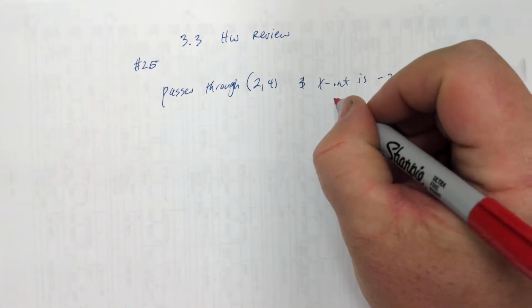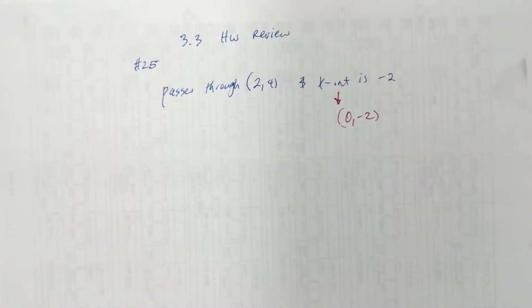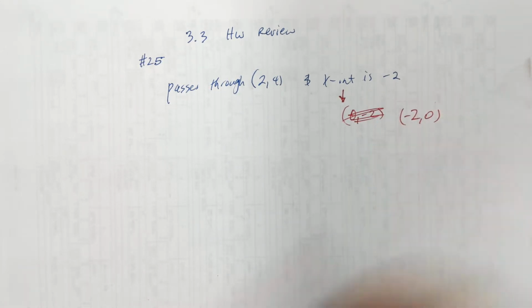I know that's the x-intercept. So that gives me a point of 0, negative 2. Do you see? Oh, I hate my life. Do you want some white out? Oh, no. I apologize. You're right, though, Alex. It's negative 2, 0. Okay? And now I know what to do.